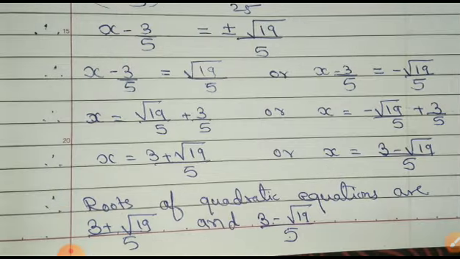So what will be the values of x? Since denominators are same, no problem, no need to take the LCM. So I can write x as 3 plus root 19 by 5 or 3 minus root 19 by 5. And therefore, the roots of the given equation are 3 plus root 19 by 5 and 3 minus root 19 by 5. Is that clear? Okay.